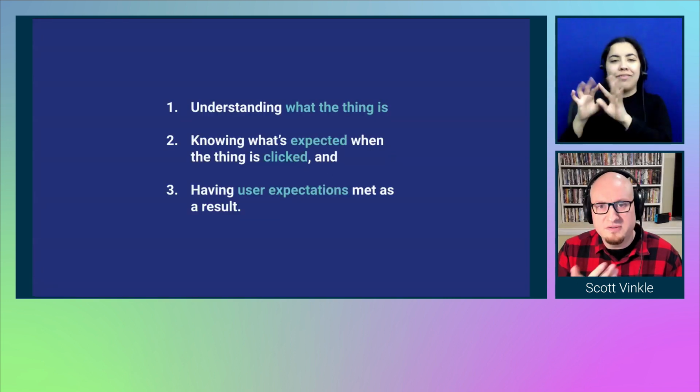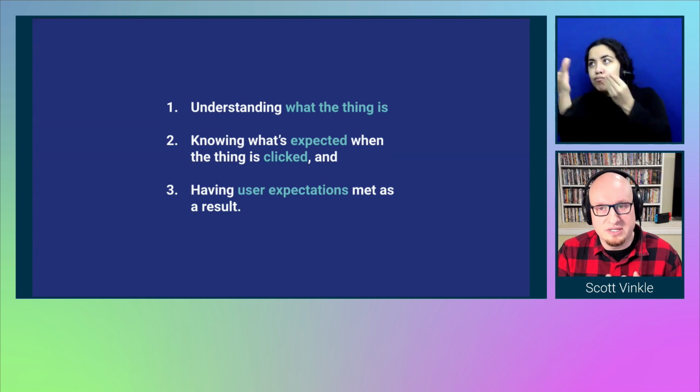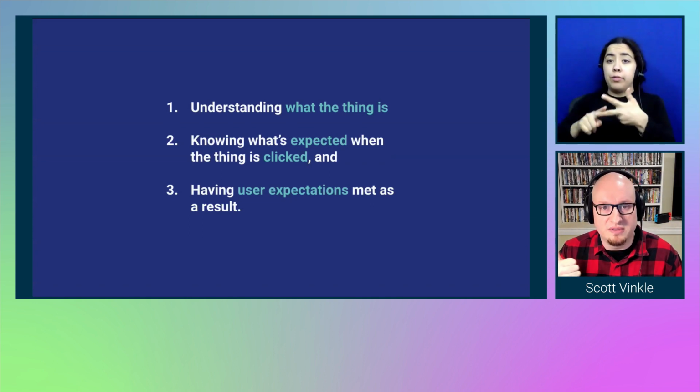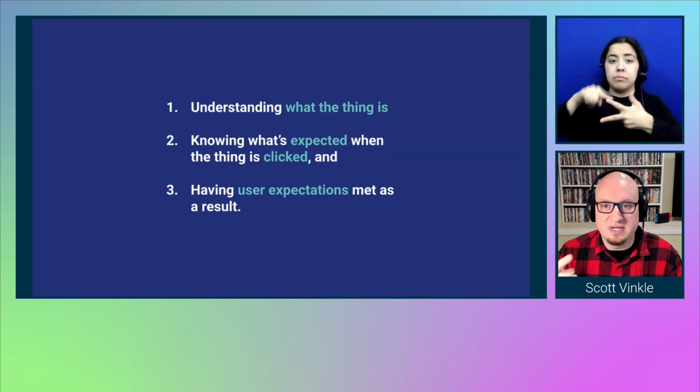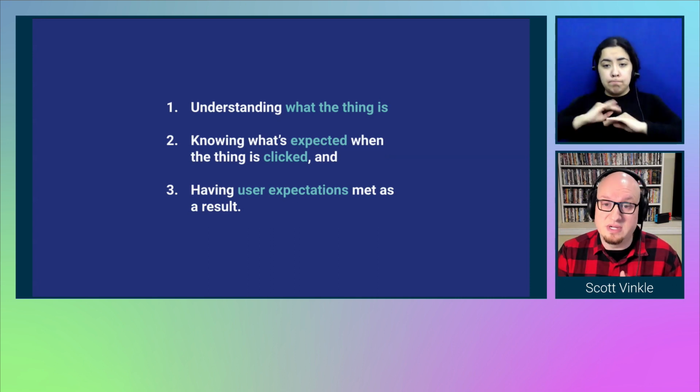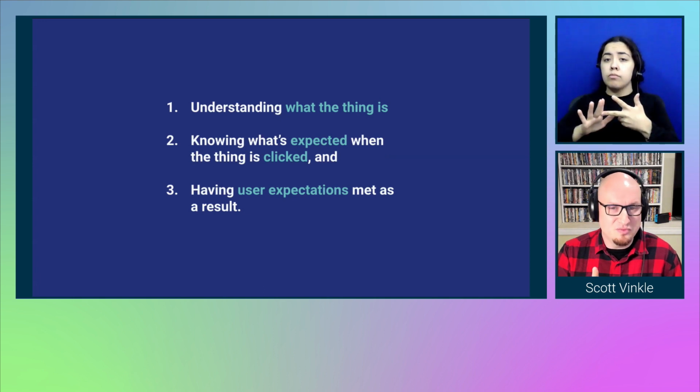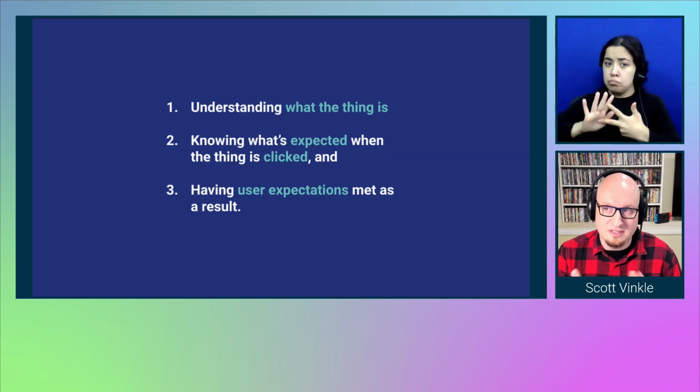So the point is, if all of these 3 questions and conditions are met, understanding what the thing is, knowing what to expect when the thing is clicked, and having user expectations met, if all of these were answered in the affirmative, it's a pretty good indicator that the thing is accessible.